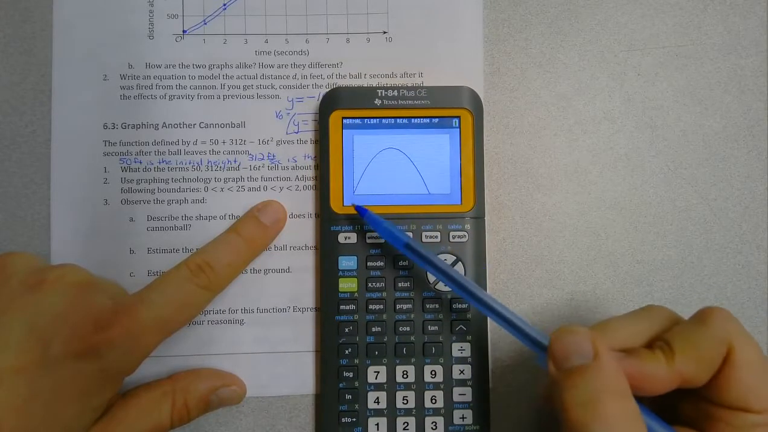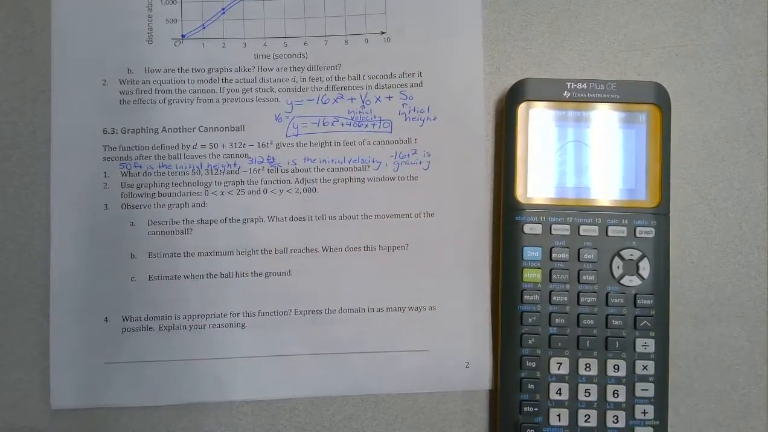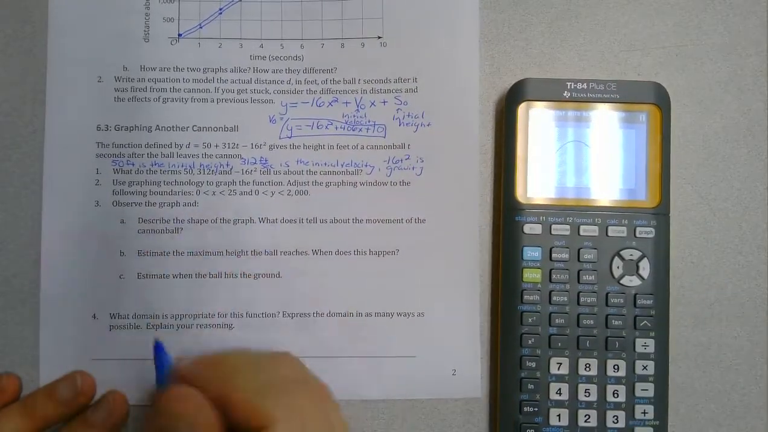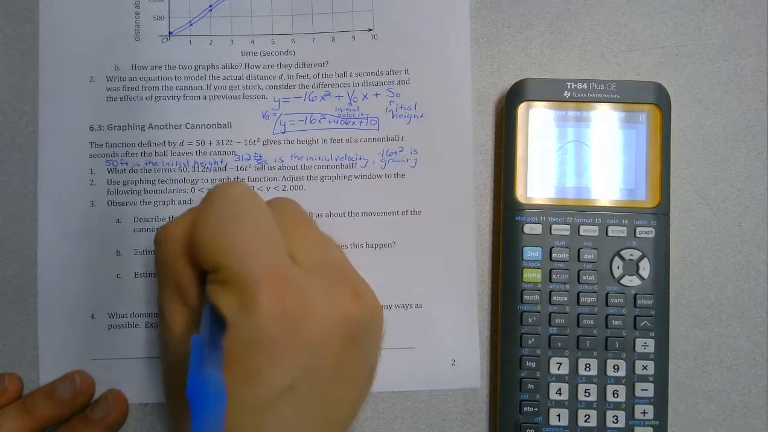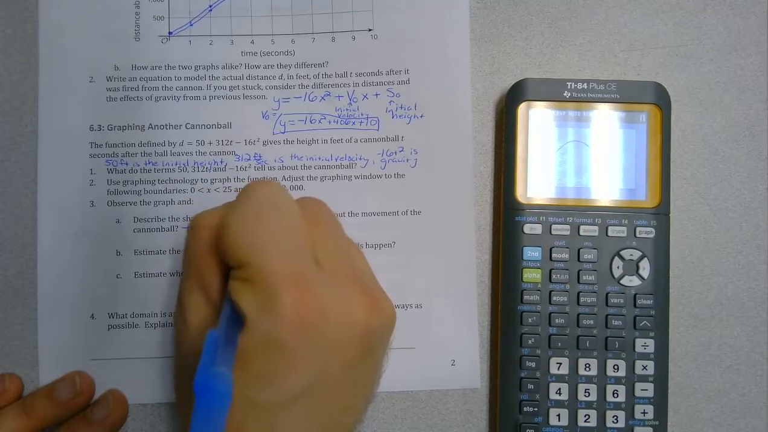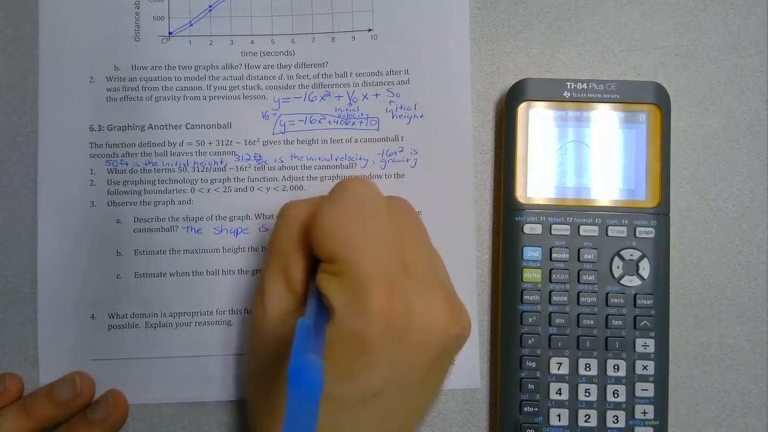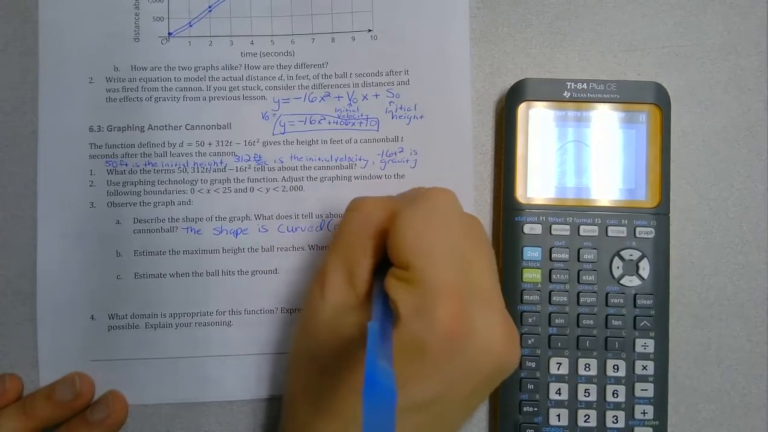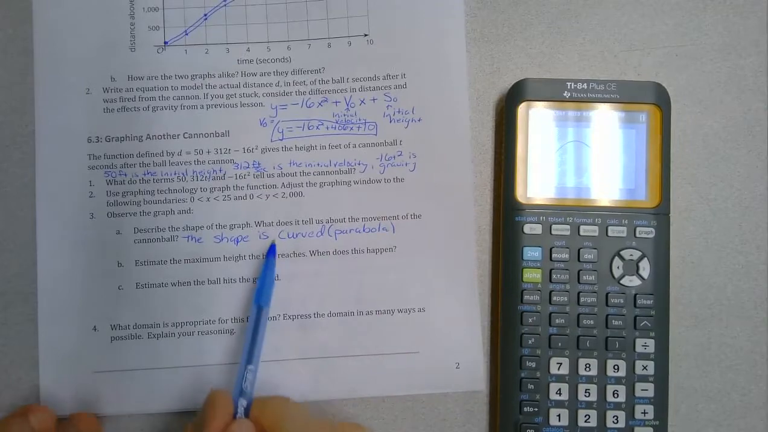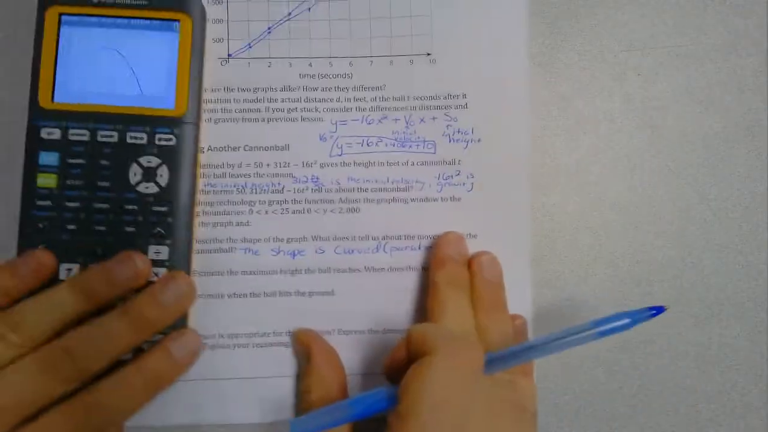And again, we see that the cannonball goes up and then comes back down. So the shape of the graph is curved. We have learned that the graph is called a parabola. And what does that mean? That means the cannonball goes up and then comes back down.